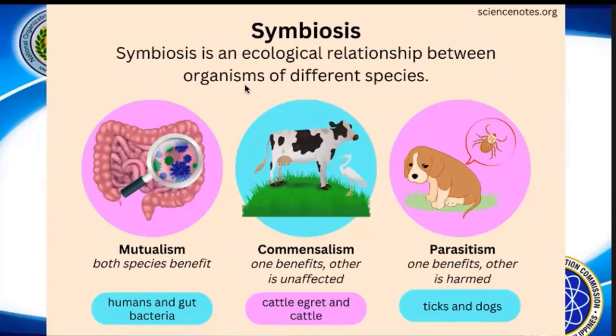Ecological relationship between organisms of different species. Mutualism. Pag mutualism naman, parehong nagbe-benefit. Like humans and gut bacteria. Si gut bacteria nagbe-benefit kay human, si human nagbe-benefit kay gut bacteria. Kasi meron din mga good bacteria naman sa katawan. What else? Commensalism. Ito, one benefits, the other is unaffected. Okay? Ayun, example kanina. Parasite, parasitism. One benefits, other is harm. Ayun. Yun nga, yung example. Tick and dogs. Ano pa yung mga other symbiotic relationships? Predation. Yung kinakain mo. Na harm. Competition. Kung nagko-compete sila for survival. Okay?